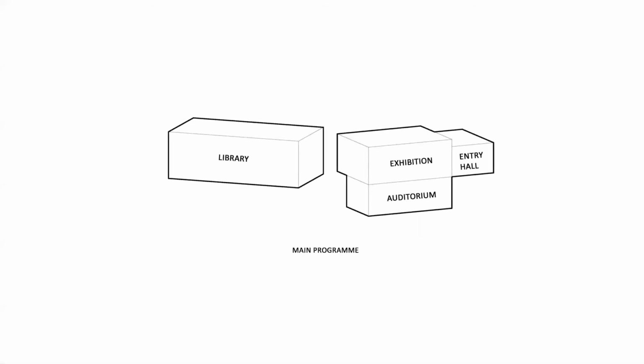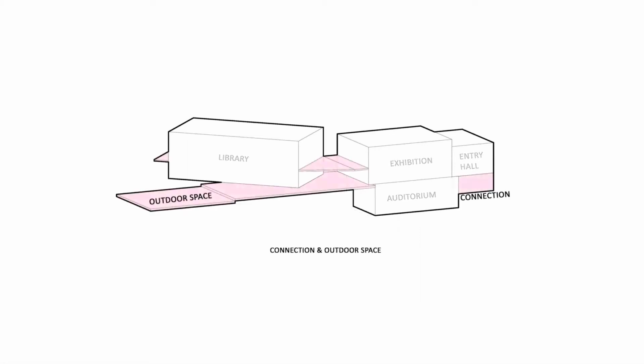The program of the Oral History Library can be understood as 2 main parts, which are the library itself and the exhibitions and other activity spaces. Here we have our entry hall, exhibition hall, and auditorium stuck together forming one part, and the library as the other. Then we connect them, also forming some outdoor spaces.